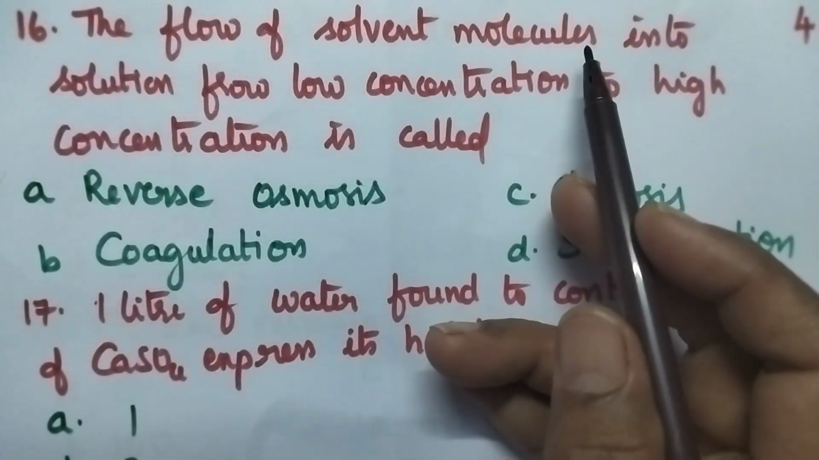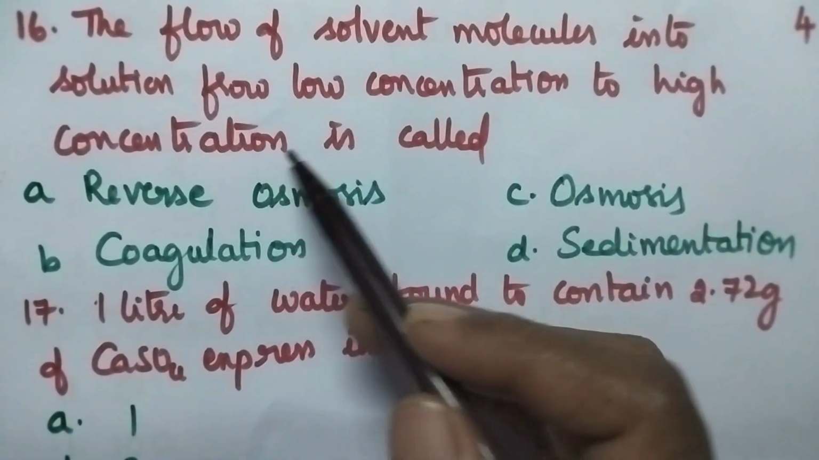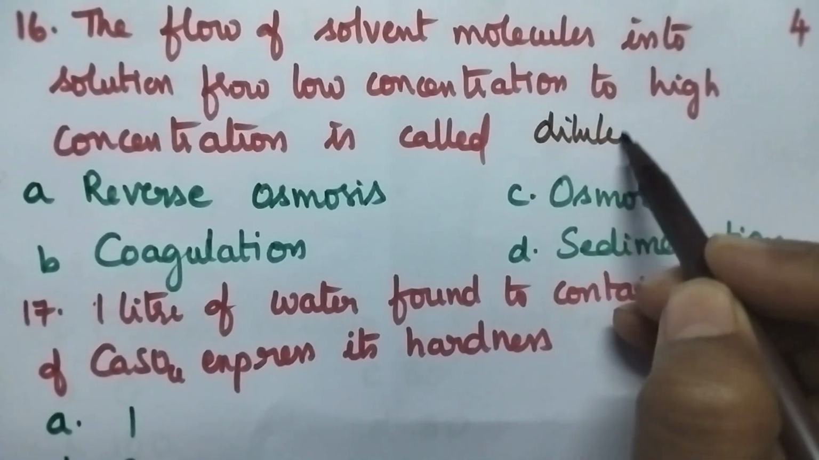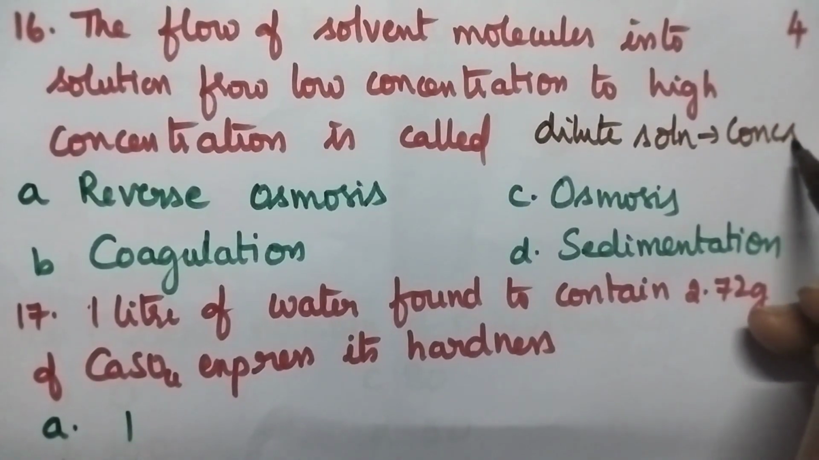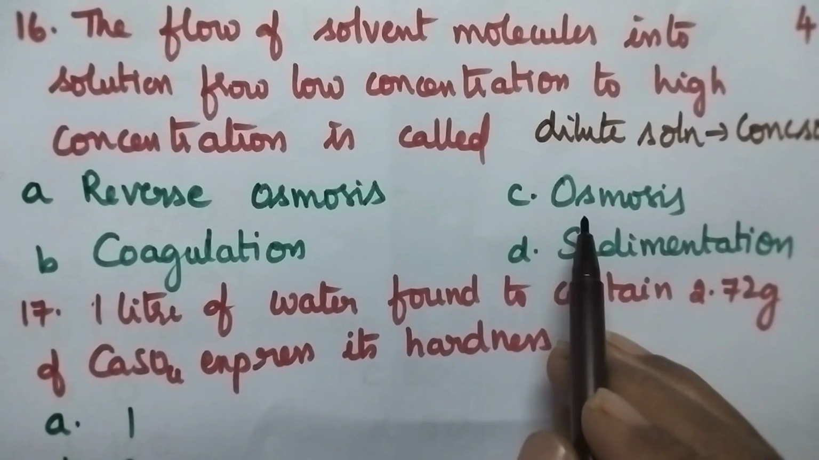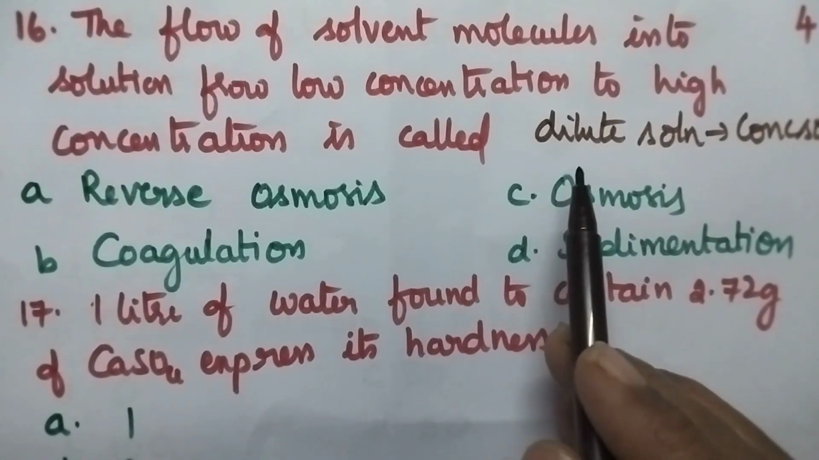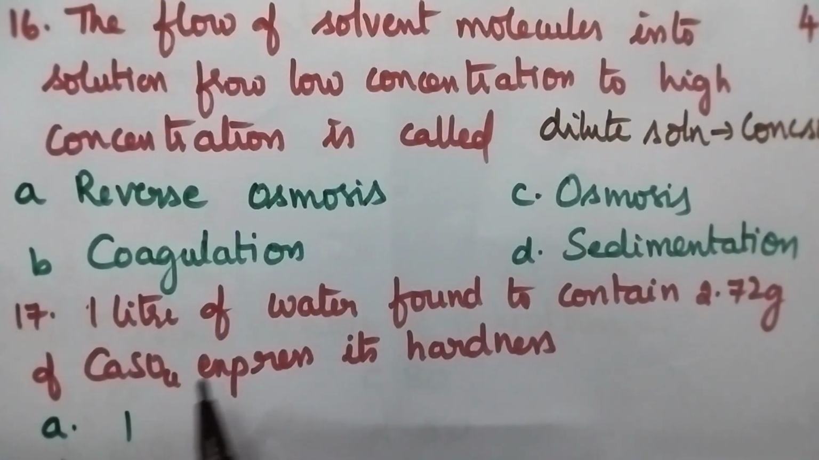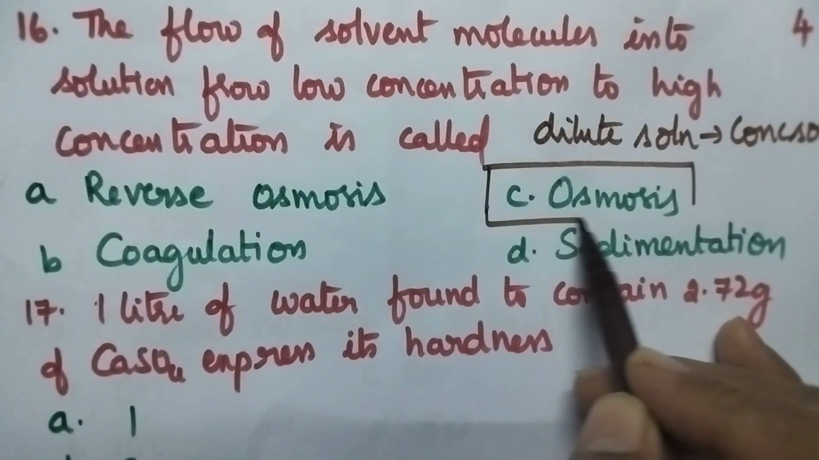The flow of solvent molecules into solution from low concentration to high concentration is called. That means from dilute solution to concentrated solution. A. Reverse osmosis. B. Coagulation. C. Osmosis. D. Sedimentation. So, the flow of solvent molecules from dilute solution to the concentrated solution is called as osmosis. Hence, option C is the right answer.